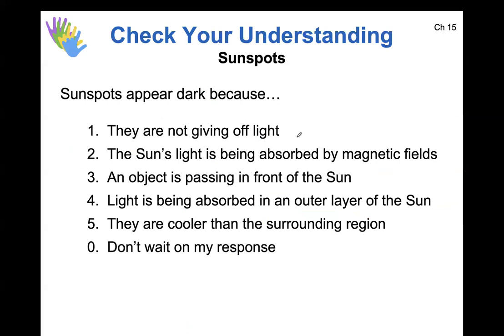Are they just not giving off light? Is there completely no continuous spectrum? Is the light being absorbed by a magnetic field? Okay, so mention of a magnetic field, take note of that. Is there an object passing in front of the sun? Are they the shadow of something? Is the light being absorbed in an outer layer, maybe one of those atmospheric layers we talked about? Are they cooler than the surroundings, like the edges of the granules were cooler? What do you think? You get a quick answer before we wrap up today.